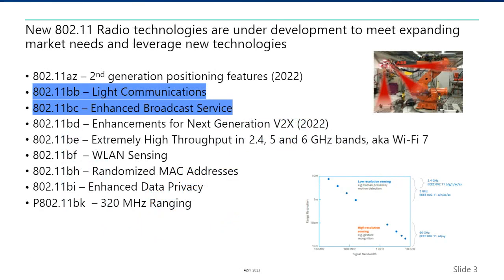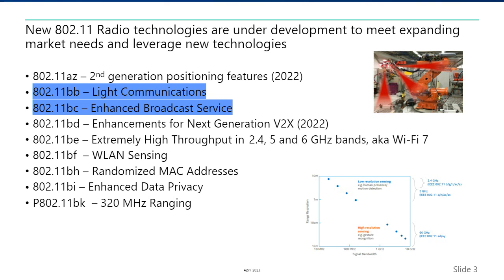So I'll summarize each of the task groups that we have currently active within the .11 working group. We continually complete work and then start new work on new topic areas and new standards and new amendments to further increase the capabilities and the number of applications and types of applications that can be supported with the technology. So we'll focus in more detail on the two that are highlighted here.